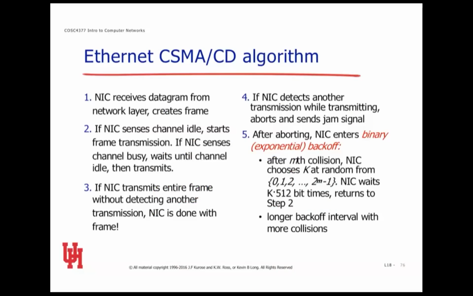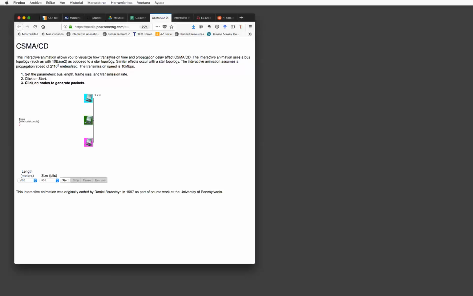There's a decent simulator, I want to say. See if I can find it here really quickly. CSMA collision detection. Let's see if I can bring this up. Okay, and I haven't played with this one. I may have changed it, or I may just not remember it. So what I'm going to do is set the bus length, the frame size, and the transmission rate. Well, let's just leave it the way it is right now. And then click on a node to generate a packet.